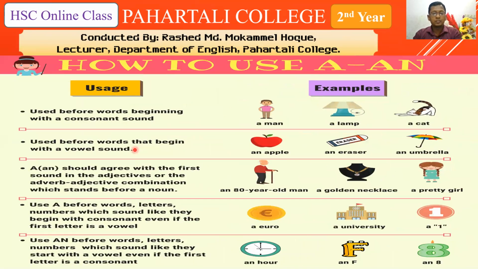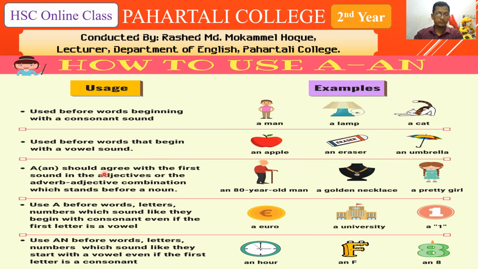Okay, there are more examples for all of you on how to use a and an. Use a before words that begin with a consonant sound. So for those words which begin with a consonant sound, we can use a. Say for example, a man, a lamp, a cat. Use an before words that begin with a vowel sound: an apple, an eraser, an umbrella. All are vowel sounds.